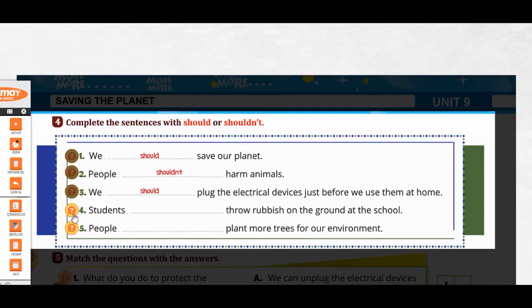Okay? Students shouldn't throw rubbish on the ground at school. People should or shouldn't plant more trees for our environment? Of course, they should. Okay, the next one.